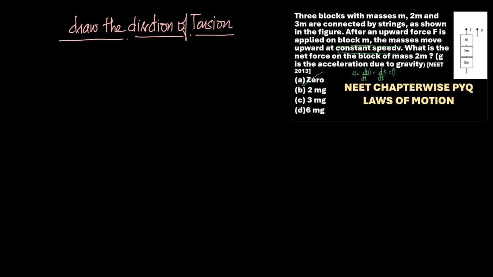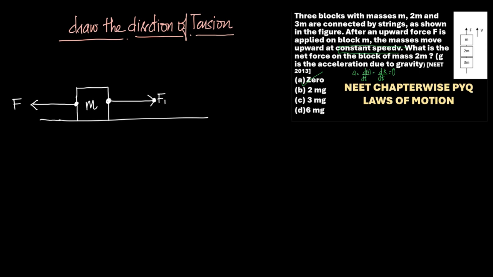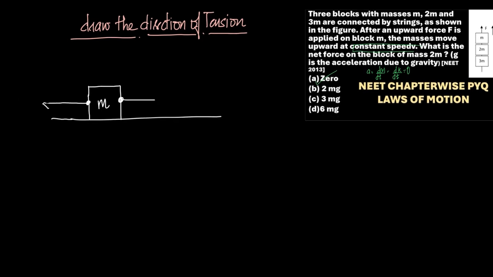So say this is a fixed table. A body of mass m is kept here. There's a point of contact here, and two strings have been connected. It is pulled by one force F1 on the right side and another force F2 on the left side. Let me make use of a larger diagram.